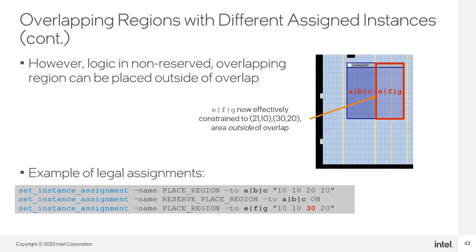What if in the previous example, the second region only partially overlapped the reserved region? In this situation, logic for the non-reserved region can be placed, but it is constrained to the area outside of the reserved region. In the example shown here, the EFG region has been extended out past the reserved ABC region. Doing this allows for placement of the EFG logic in the area outside the overlap.